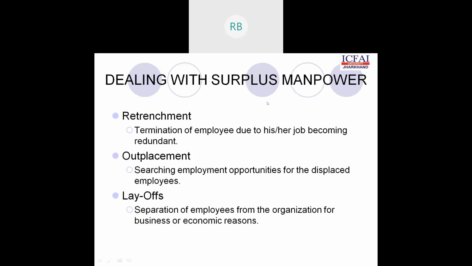Dealing with, first, retrenchment. You know the word retrenchment. That is termination of an employee due to his or her job becoming redundant. That is, you don't need that employee. An employee is said to be retrenched when his or her job becomes redundant and the employer either cannot offer the employee any alternative position or any alternate position offered by the employer is not accepted by the employee. Retrenchment is usually permanent.